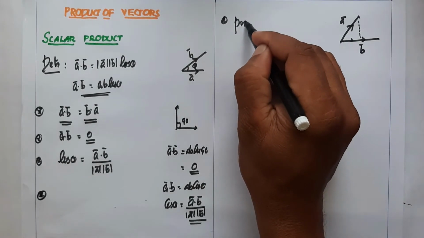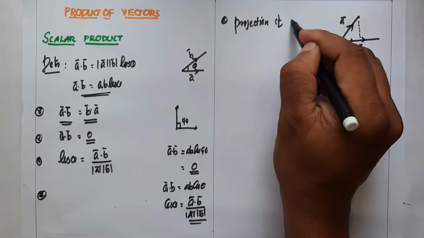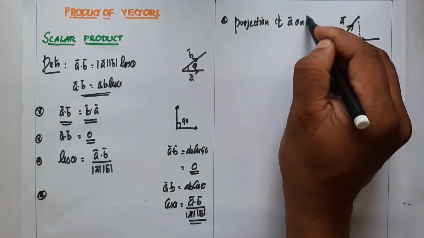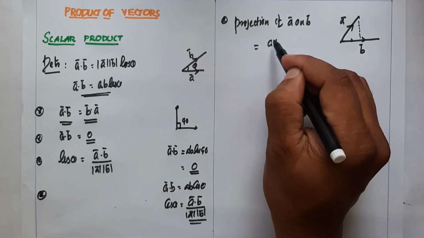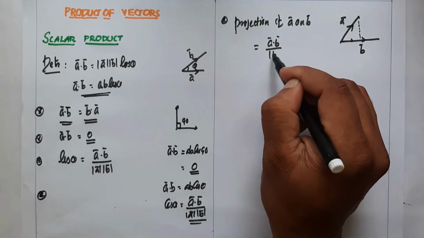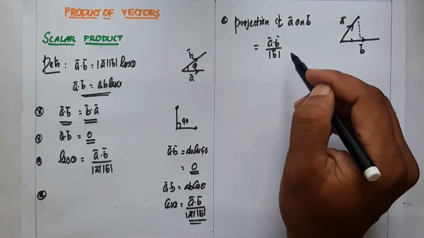Projection of vector A on vector B. Projection is also a very important result. The projection of vector A on vector B is equal to A dot B divided by mod B. On whichever vector we project, that vector is in the denominator.